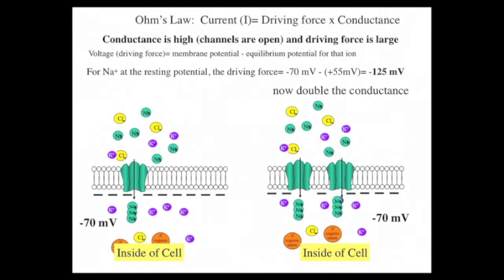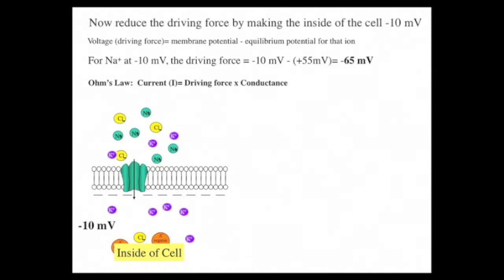That's all it means. Now, we can reduce the driving force by making the inside of the cell minus 10 millivolts. Now the driving force is only minus 65 millivolts. You can see it up here. Minus 10, which is the membrane potential, minus the equilibrium potential, which is plus 55. So minus 10 minus 55 is minus 65 millivolts. The driving force is lower than it was when the inside of the cell was minus 70. So sodium is going to be driven into the cell, but less of it. I just show that as a little slower and smaller number.